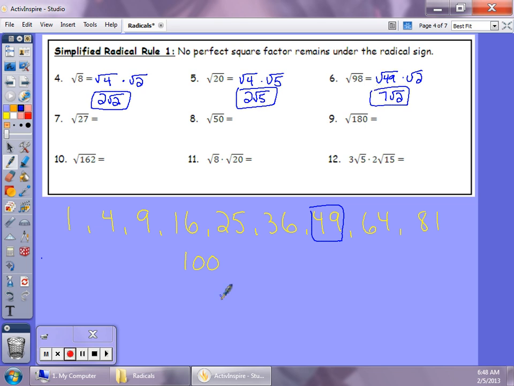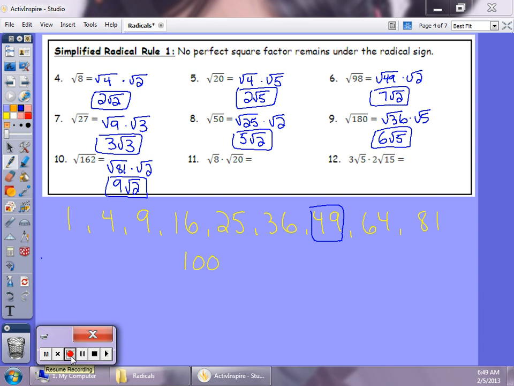So at this time, I would like you to stop the video, work on examples 7 through 10, and when you're ready to check the answers, go ahead and start the video again. So here are the answers for examples 7 through 10.